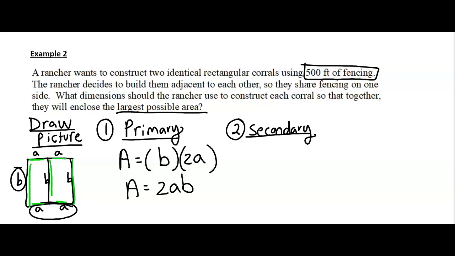Right? Well, as you guys can see, there's 4 A's there, and there's 3 B's. And that should all add up to make 500. So that's our limitation. We're only allowed to have 500 feet of fencing. Okay? All right, let's go ahead and move on to step 3, substitution.